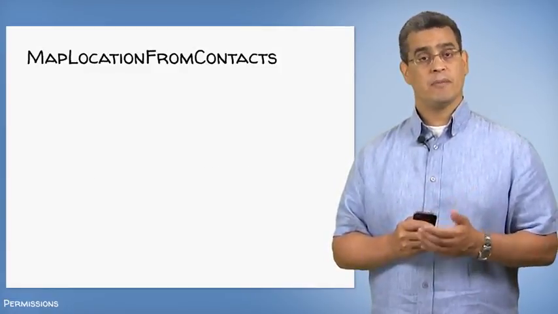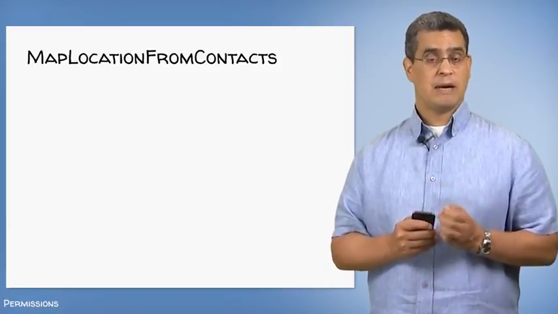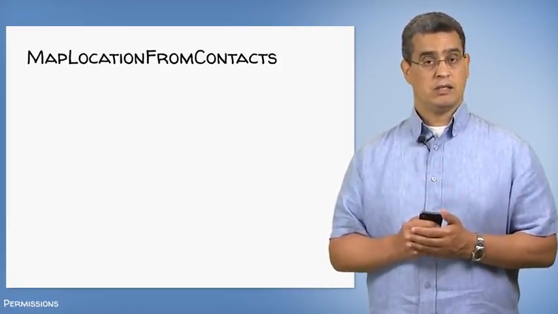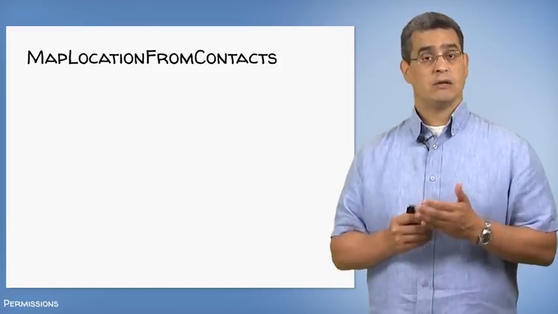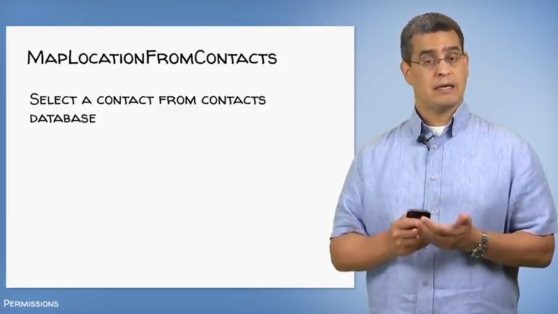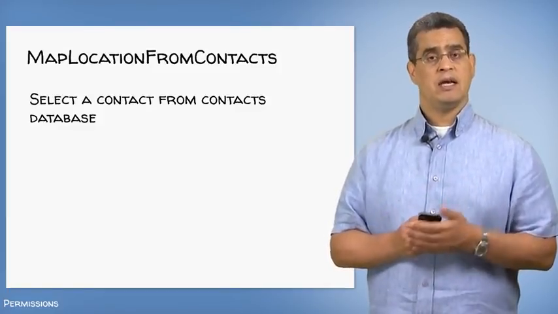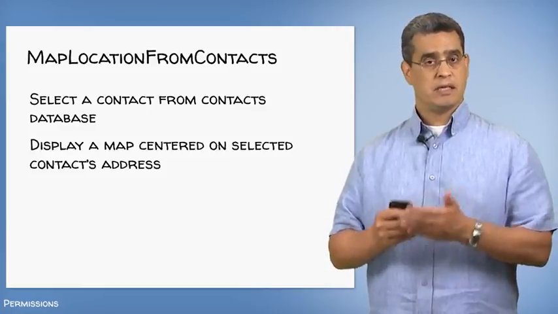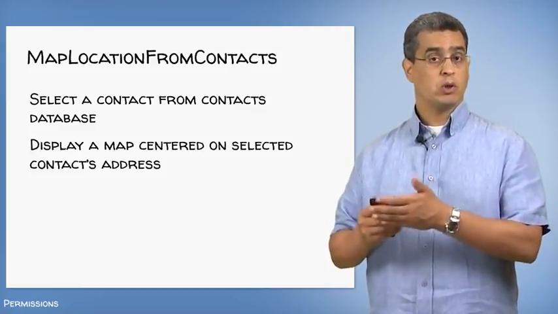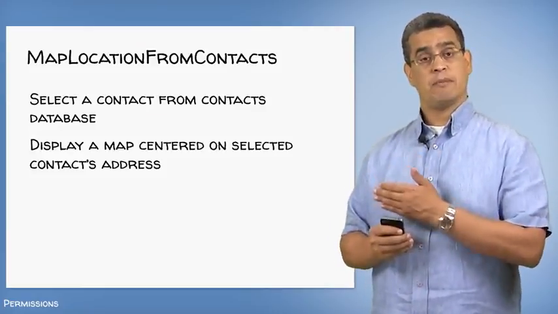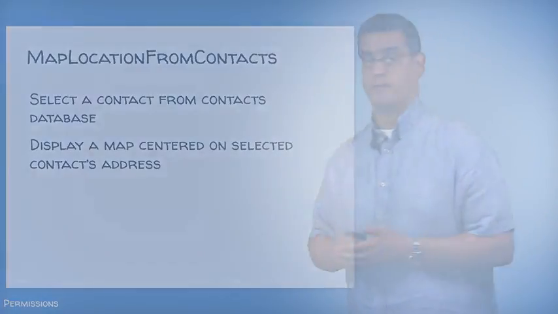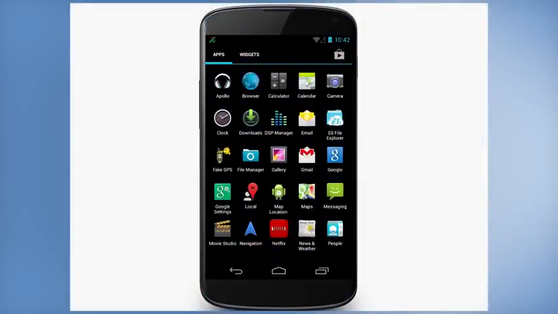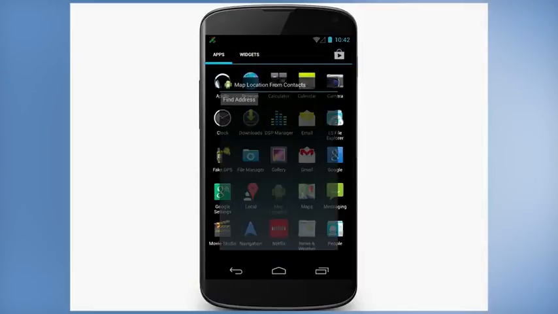Now, you probably remember the Map Location from Contacts application from earlier lessons. That application allows the user to select a contact from the Contacts application and then to display a map centered on that contact's postal address. So here's the application in action. Now I'll launch the Map Location from Contacts application.